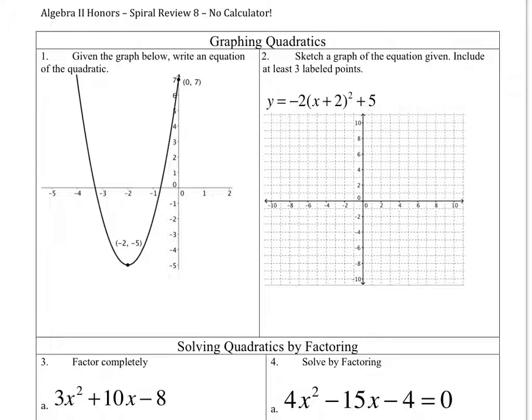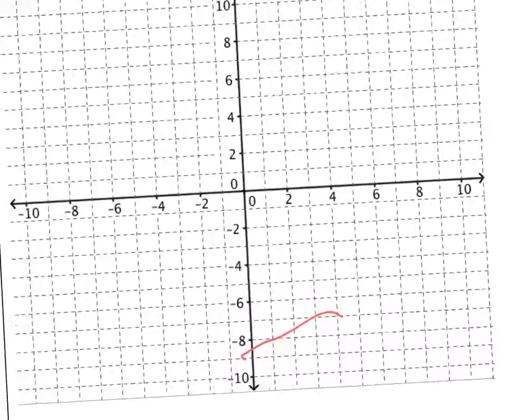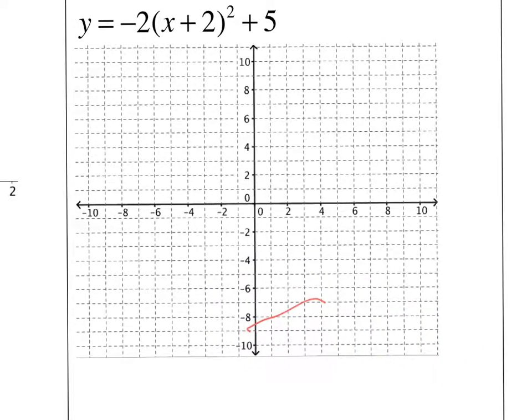Looking at graphing a quadratic, first thing I'm going to do is to identify my vertex. That's going to be at -2, 5. Cool. So back 2 up 5. There is my vertex. From here, I'm going to use my a value to go back 1, down 2, forward 1, down 2.